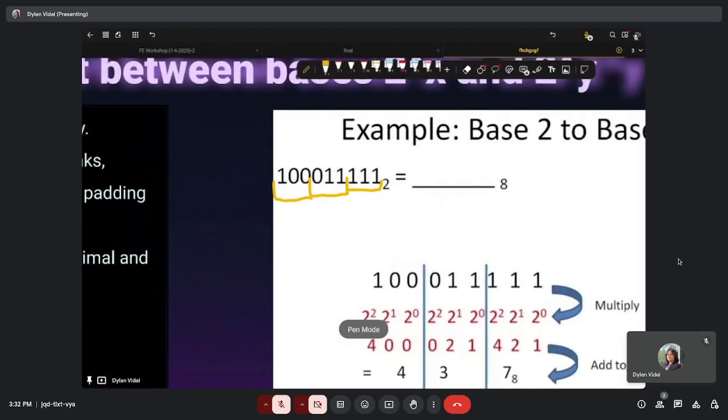Let's do it this way. So I'm going to do base 16. Imagine this was 16, which is actually just 2 to the what? 4. So we're going to take these 4, and then we're going to pad this with 4.